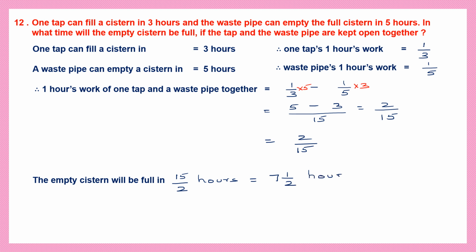So if one tap is filling the cistern and the other pipe is emptying the cistern, and both are open together, then in 7.5 hours the cistern will get full. So this is our answer.